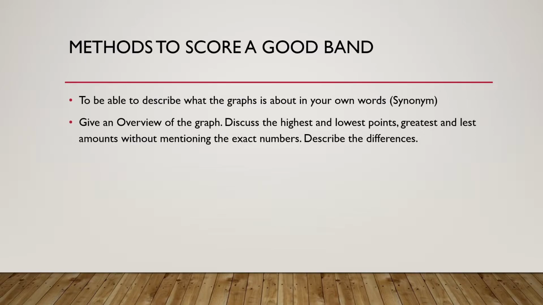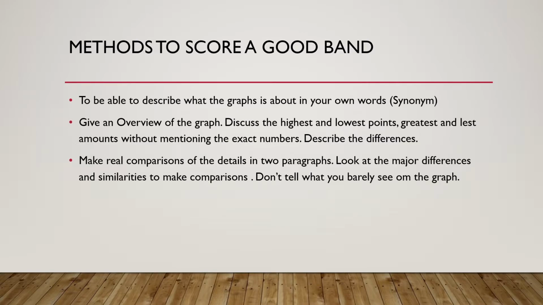mentioning the exact number. If you are mentioning the exact number, it will go to the 3rd and 4th paragraph, which we will clearly discuss in the later part of the slides. You should only describe the differences. You should mention the highest and lowest points. That's it. So the overview is done, and the overview is very critical for a good band score. Always remember. Make a real comparison of the details in 2 paragraphs.